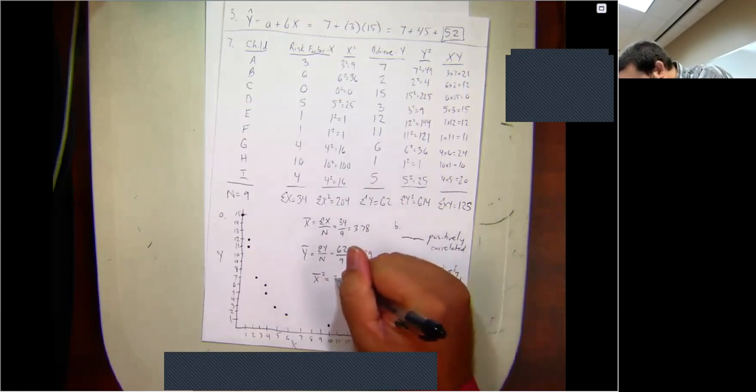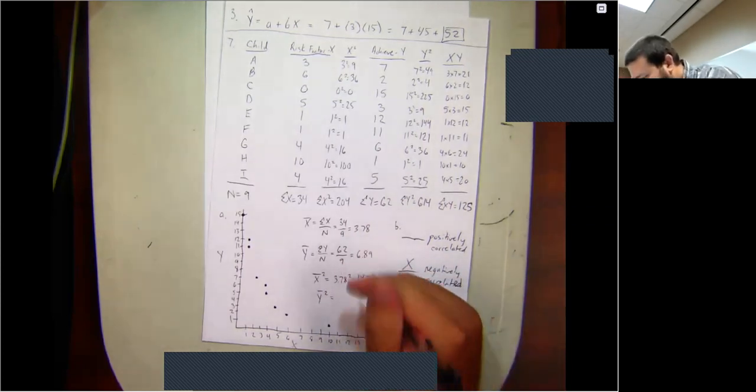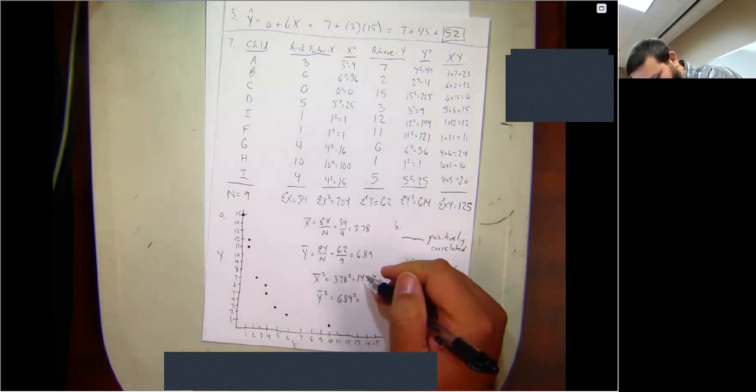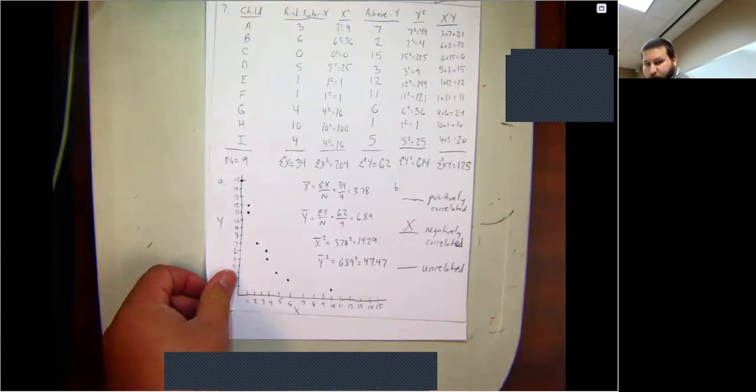And then x bar squared is 3.78 squared, which is 14.29. And y bar squared is 6.89 squared, which is 47.47. All right, so we have our values on this page that we need to plug in to do our calculations. We'll refer back to them.